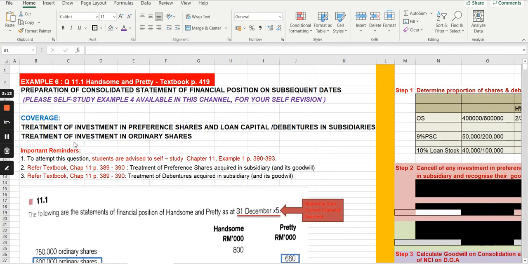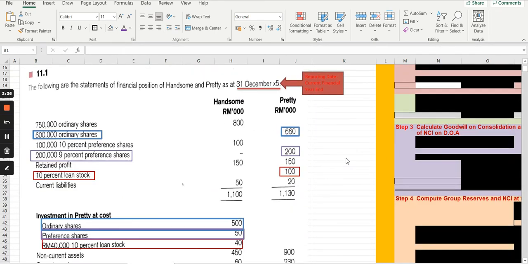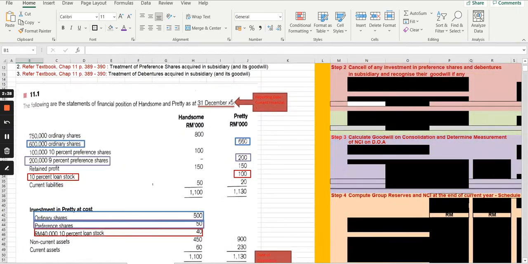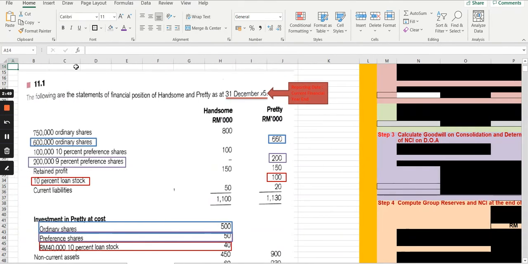And today I have selected a question from that book, which is question 11.1 at page 419. And the name of the parent in that example is Handsome. And the subsidiary is Pretty. So this is the question that I have already included here for our easy reference. So you have the statement of financial position of Handsome and Pretty as at 31st of December year 5.